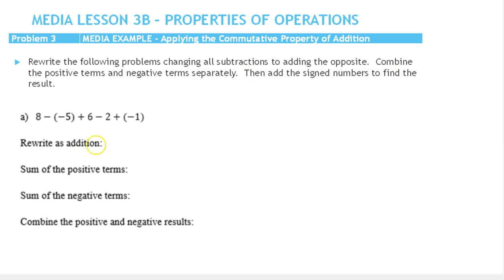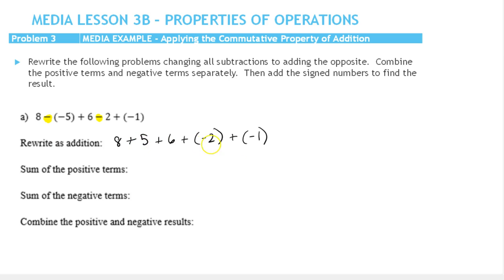So first, I'm going to rewrite this as addition. Notice, here's a subtraction and there's a subtraction. So I'm going to rewrite this from left to right, changing these subtractions to addition. So instead of minus negative 5, I'm going to add the opposite of negative 5, which is positive 5. So we have 8 plus 5 plus 6. Instead of subtracting 2, I'm going to add negative 2 and then add negative 1.